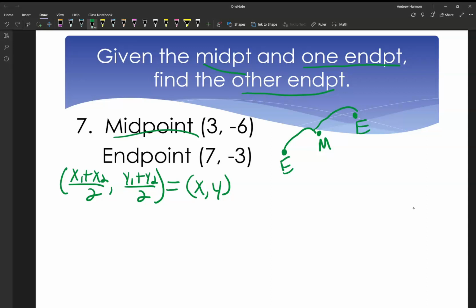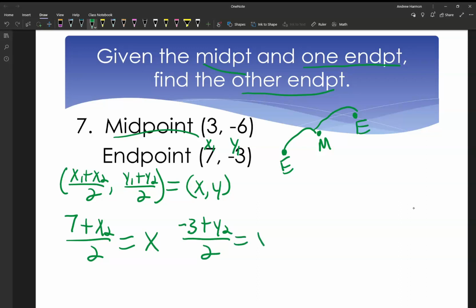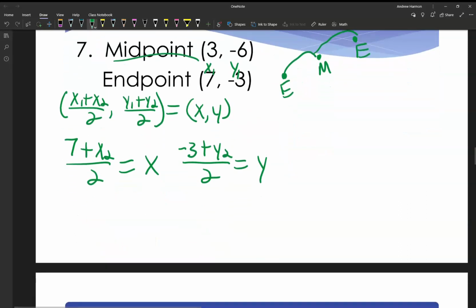This endpoint, let's call it x1, y1, because it's the initial point, and then we want to find the other endpoint, x2, y2. So if we substitute in, we end up getting 7 plus, we don't know, x2 over 2. That's going to give us our x value. And then negative 3 plus y2 over 2 is going to give us our y value. So what we have now is 2 equations that we have to solve.